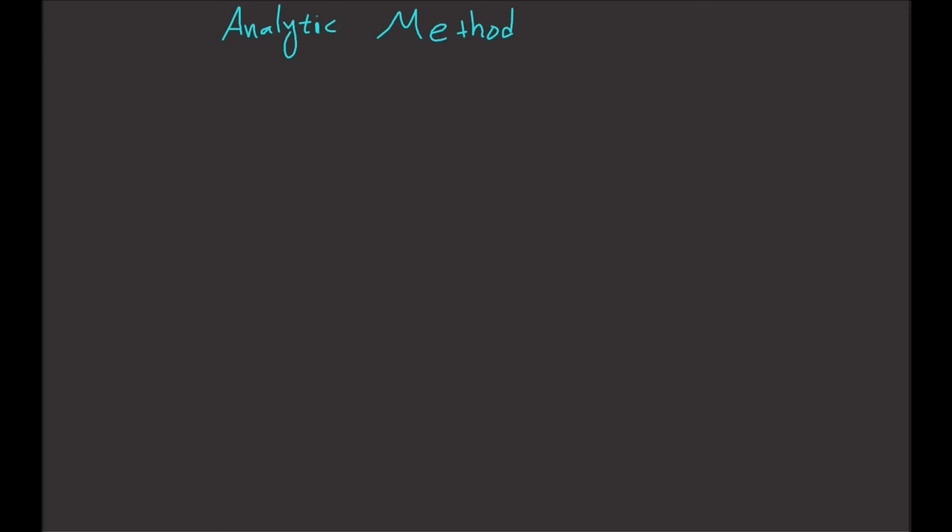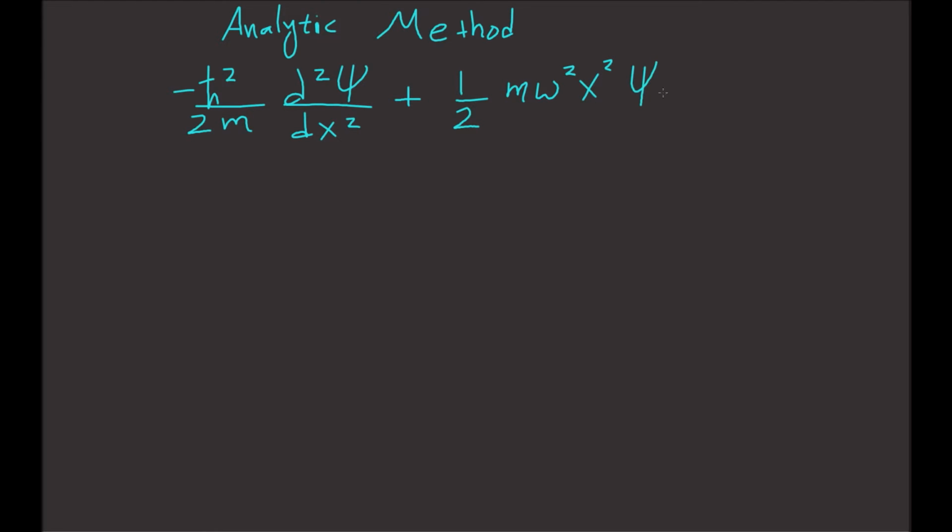Now we're gonna solve the Schrödinger equation for the harmonic oscillator using the analytical method. So let's start with the Schrödinger equation for the harmonic oscillator, which reads negative h bar squared over 2m, the second derivative of psi with respect to x, plus the potential term, which is 1/2 m omega squared x squared times psi equals E times psi.